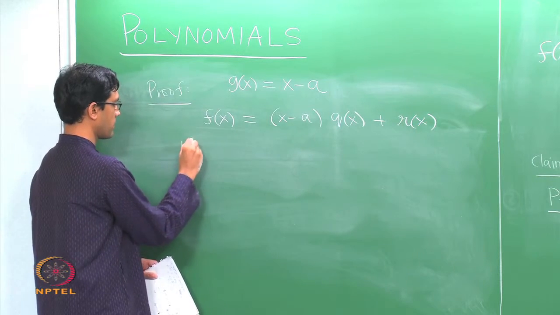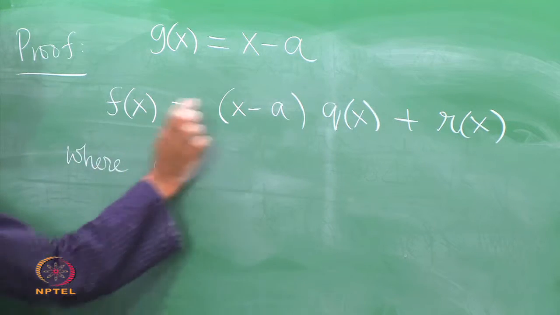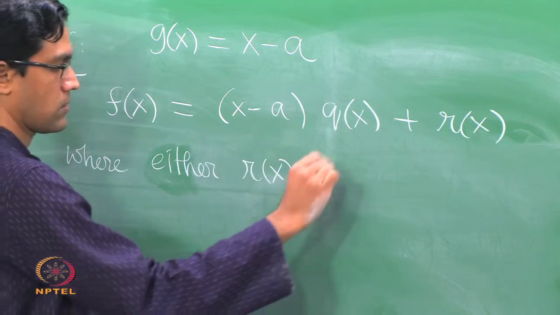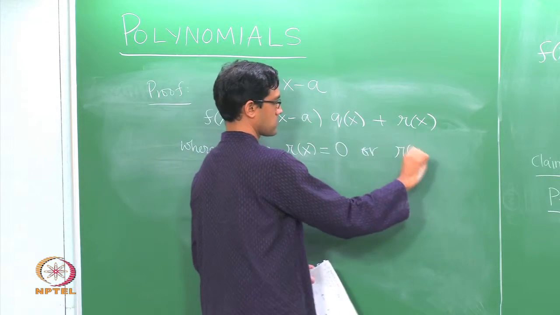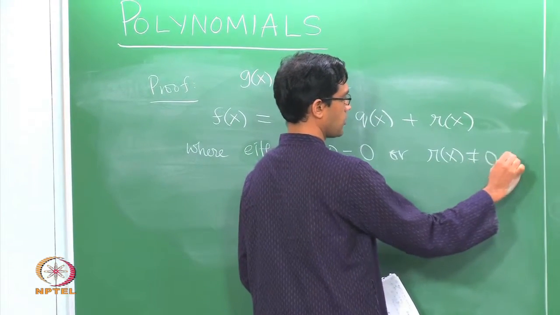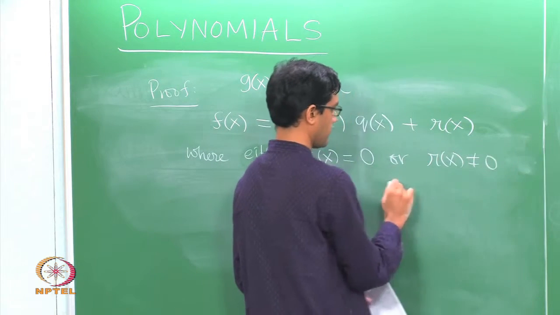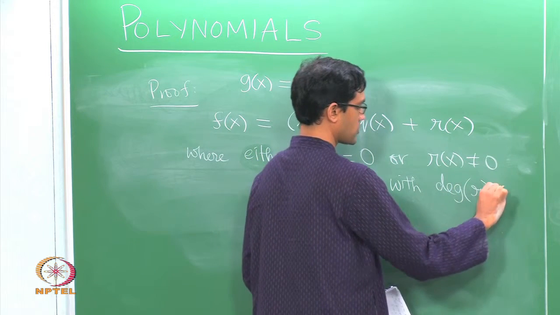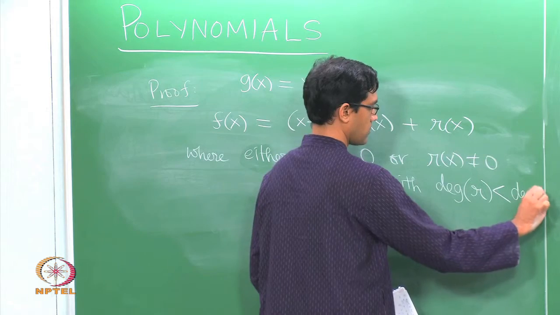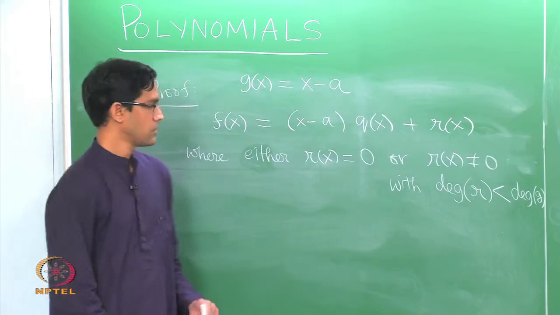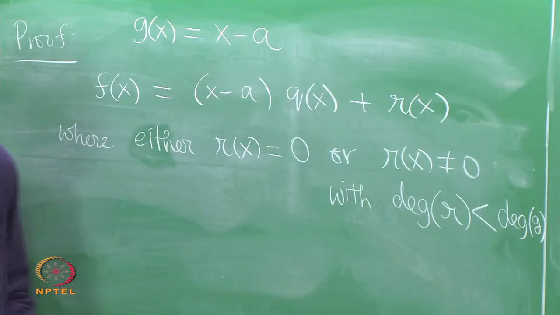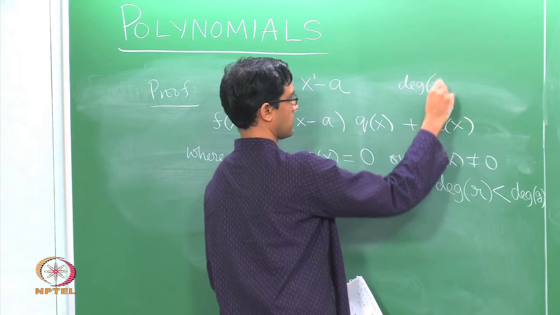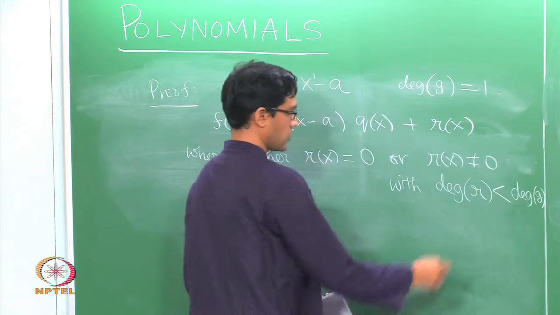okay, where what is the property of the remainder? Either the remainder is 0 or it is non-zero with degree of the remainder being strictly smaller than the degree of the polynomial g. Now observe, g is just a polynomial x minus a, so it has degree 1 because that is the highest power of x which appears. Degree of g is 1.